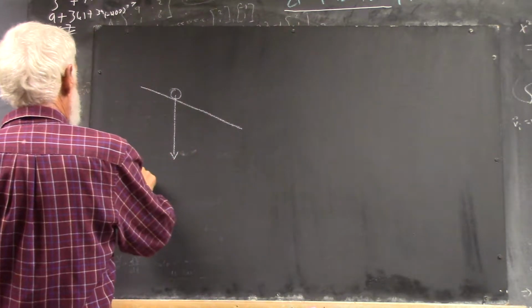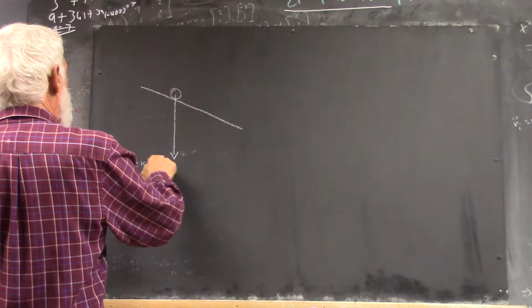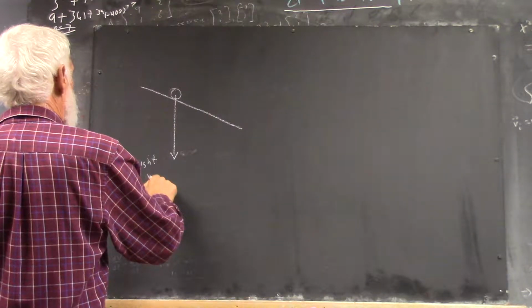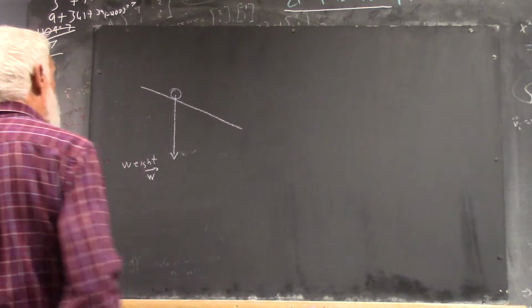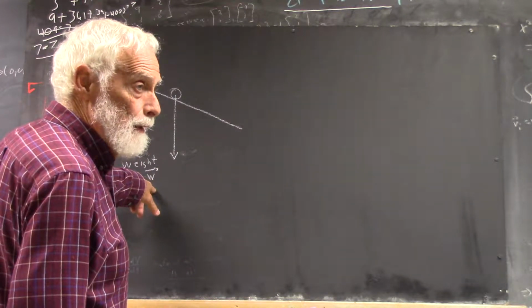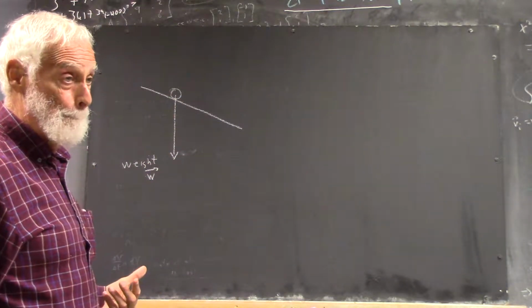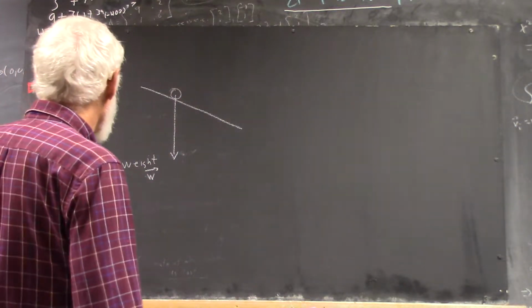I'll label it on this side. The weight, which I'll indicate by the vector W. Again, a vector just has a magnitude and a direction. Okay? So you've got the weight.